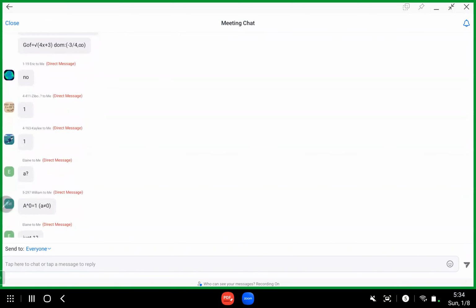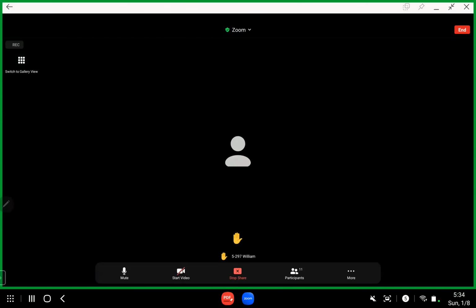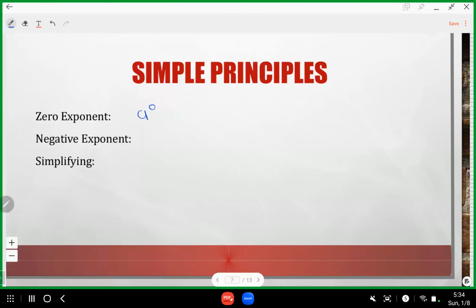So let's see what people say. Zebo says 1, Kaylee says 1, Elaine says a, William says 1, and yeah. Okay. So you're correct, right? It is equal to 1. Some people might think it's 0, but it's not going to be 0.